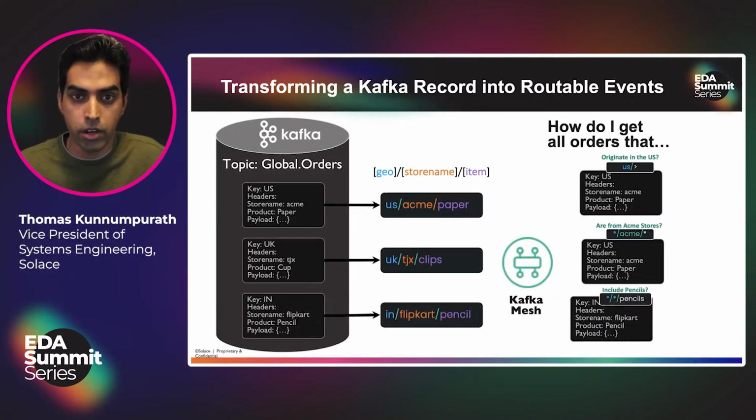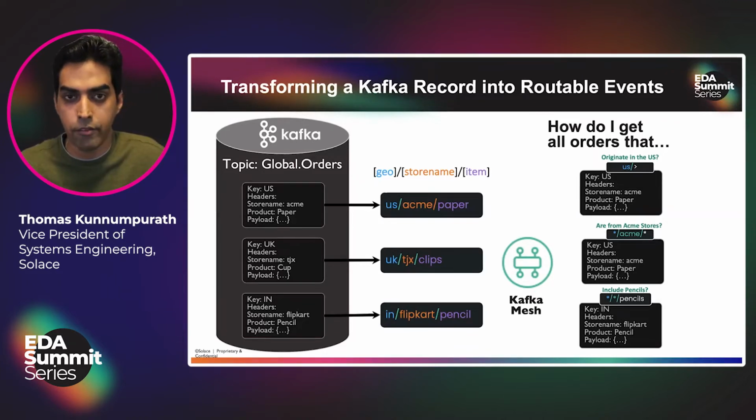Likewise, if I wanted to understand globally across all my stores what pencils were sold from which stores, regardless of geography, all I have to do is express a subscription as */*/pencils. So the key thing to take away from this slide is that your topic taxonomy for the Kafka mesh is a primary mechanism to route data, and it unlocks so many other benefits of the Kafka mesh.